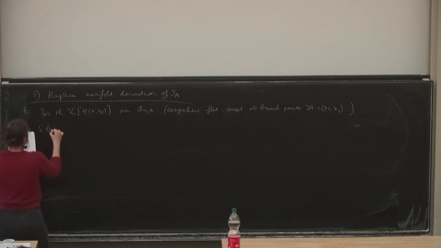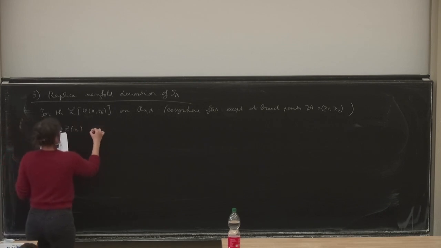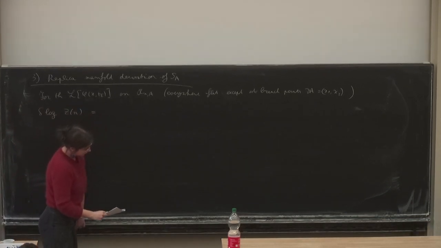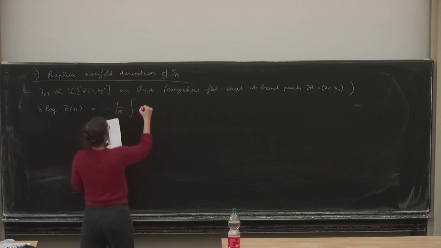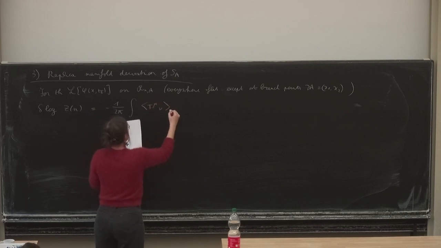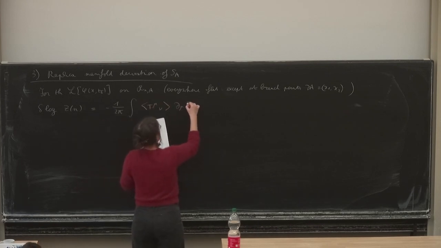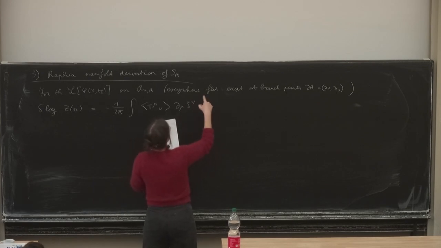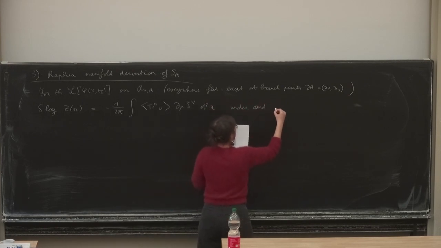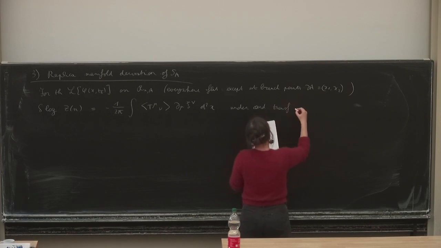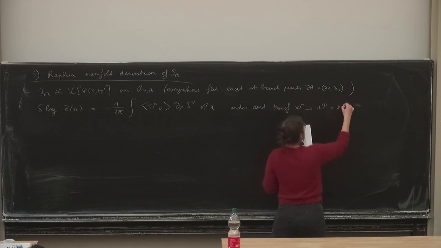So let me repeat the starting point: the change of my Euclidean path integral under a coordinate transformation is given in terms of the stress tensor of the CFT on this replica manifold as such. Okay? So this is under a coordinate transformation x to x prime, like so.